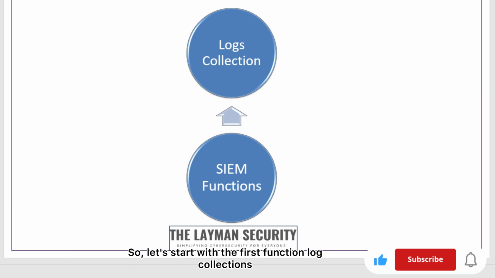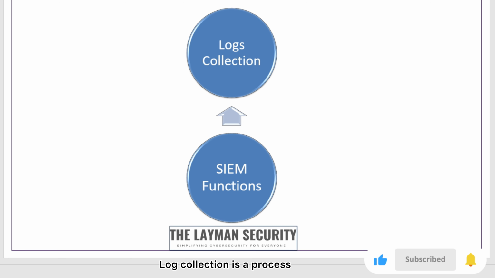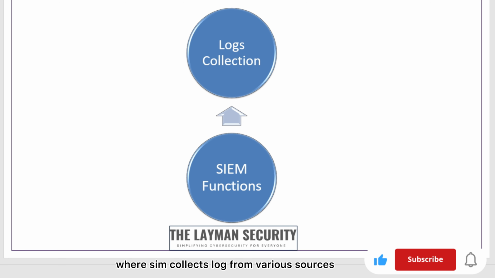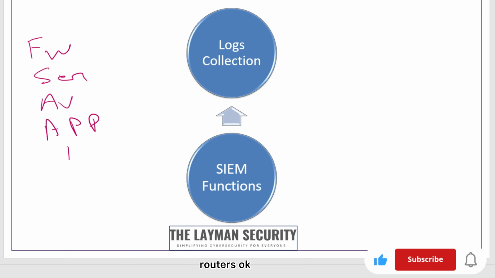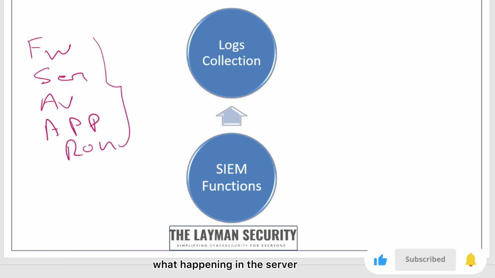So let's start with the first function, log collection. Log collection is a process where SIEM collects logs from various sources like firewalls, servers, antivirus, applications, routers. So these logs are basically records of what is happening in the server or system or network.